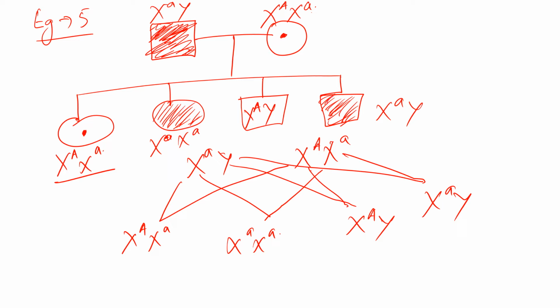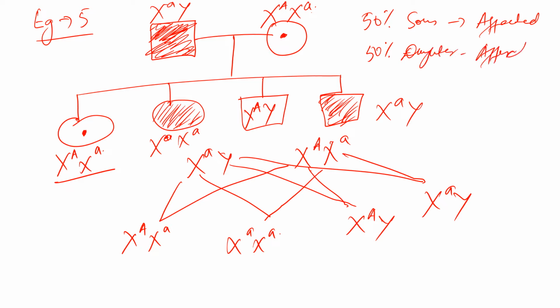So here in scenario number 5, or example number 5, we see that if the affected father marries a carrier mother, 50% of the sons will be affected, 50% of the daughters will be affected, and here in daughters 50% will become carriers.